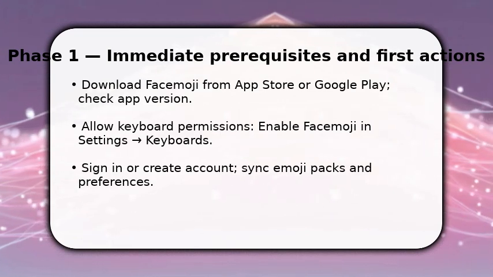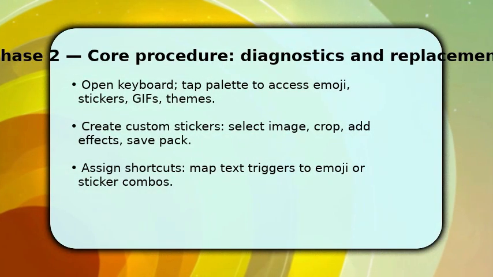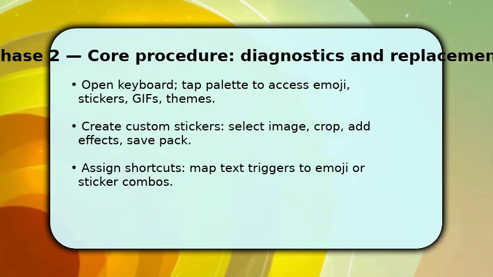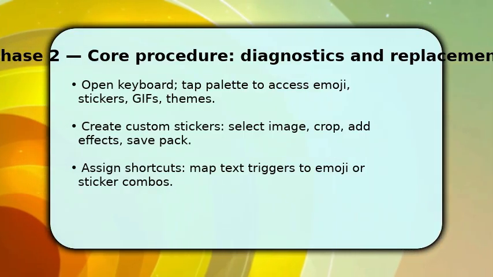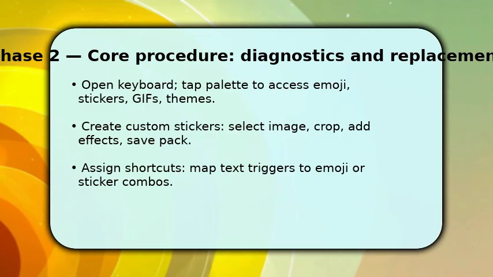Once the keyboard is active, explore the palette. Emoji, stickers, GIF, and themes are organized into tabs to speed selection. You can create custom stickers by picking an image, cropping, and adding effects. Save them into a pack for reuse.